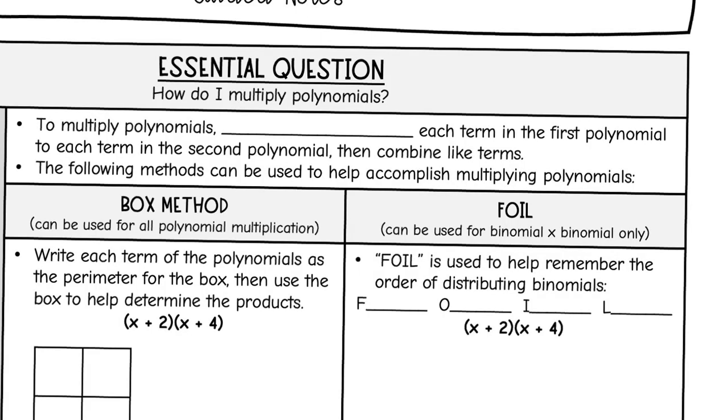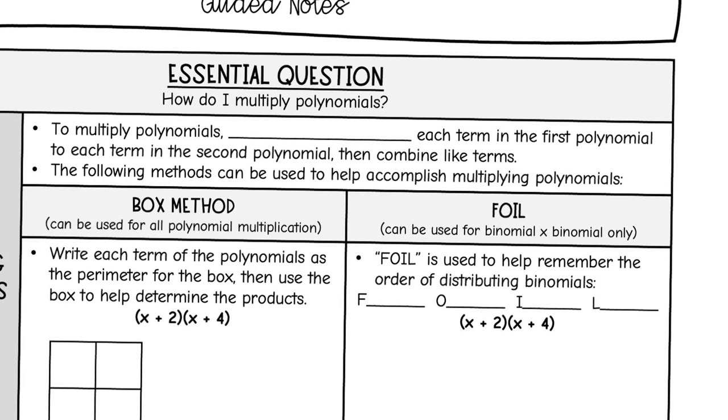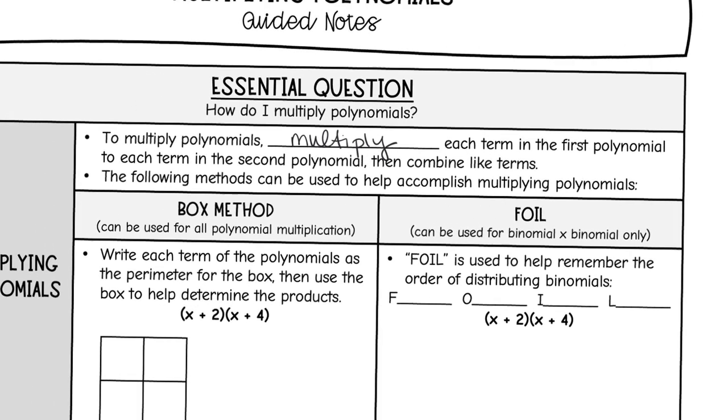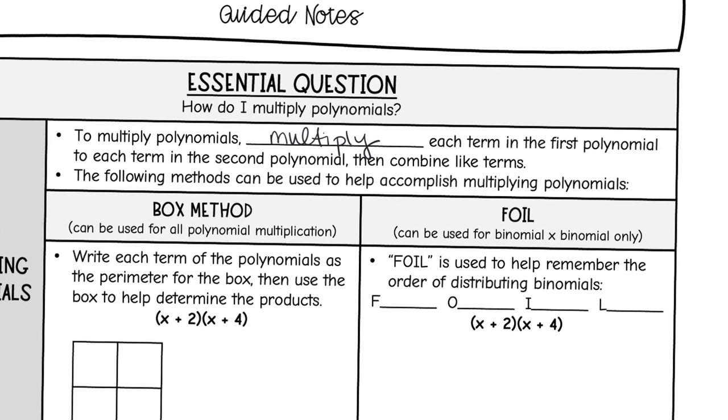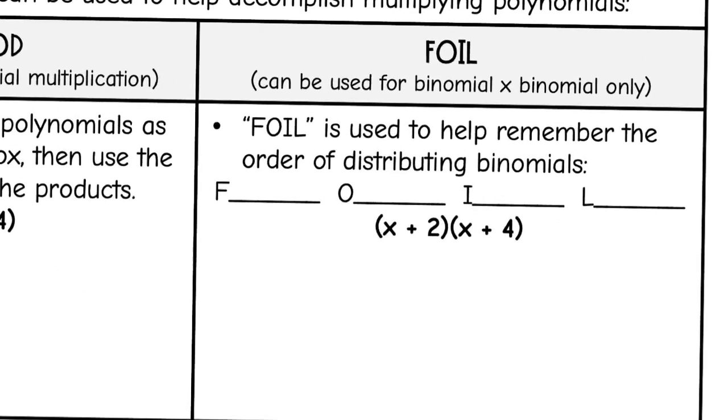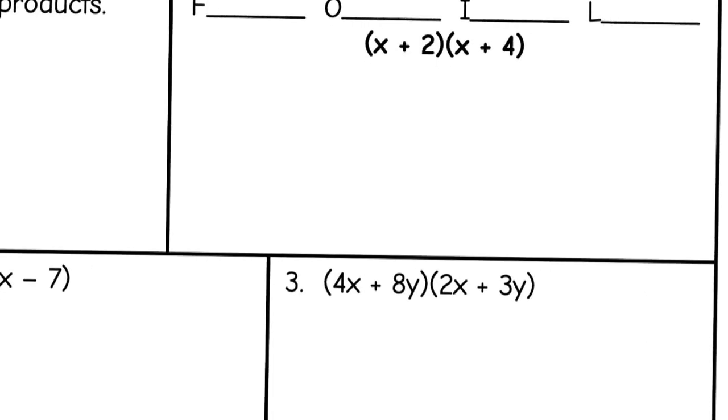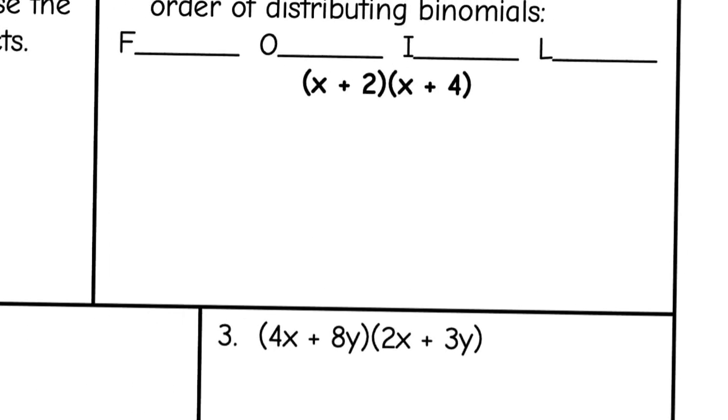To multiply polynomials, multiply each term in the first polynomial to each term in the second polynomial, and then combine like terms. Okay, so we have two different methods. I'm actually going to start over here, and I'm not going to call it FOIL for right now. I'm just going to look at this.